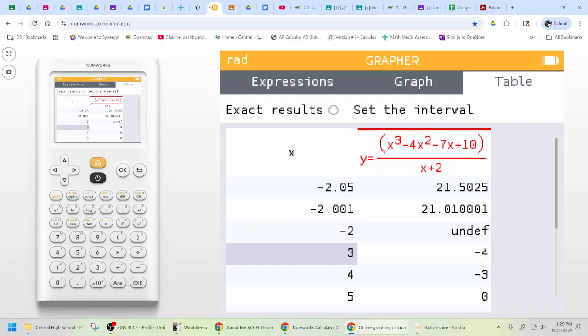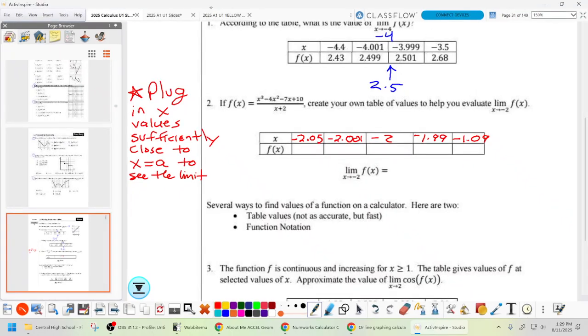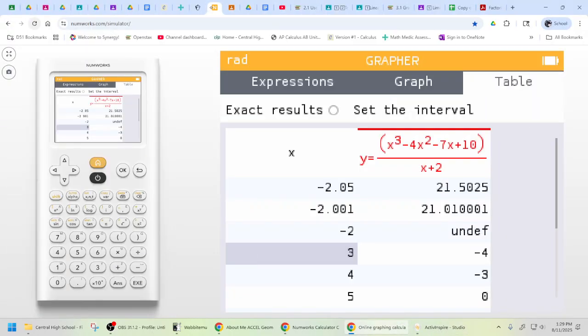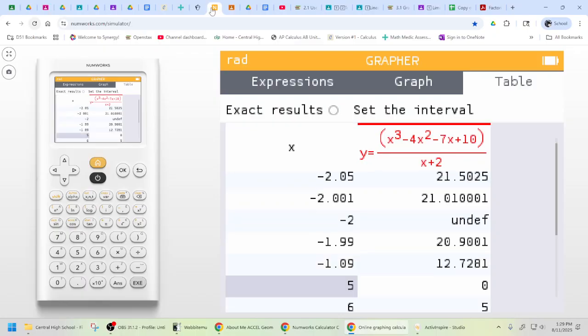Okay. All right, another nice thing about this is it actually says undefined. It doesn't say error, like you did something wrong. It's very clear, undefined. Okay, next one, negative 1.99 and negative 1.999. Okay, there we go. So there's our table of values. Let's go fill it out.